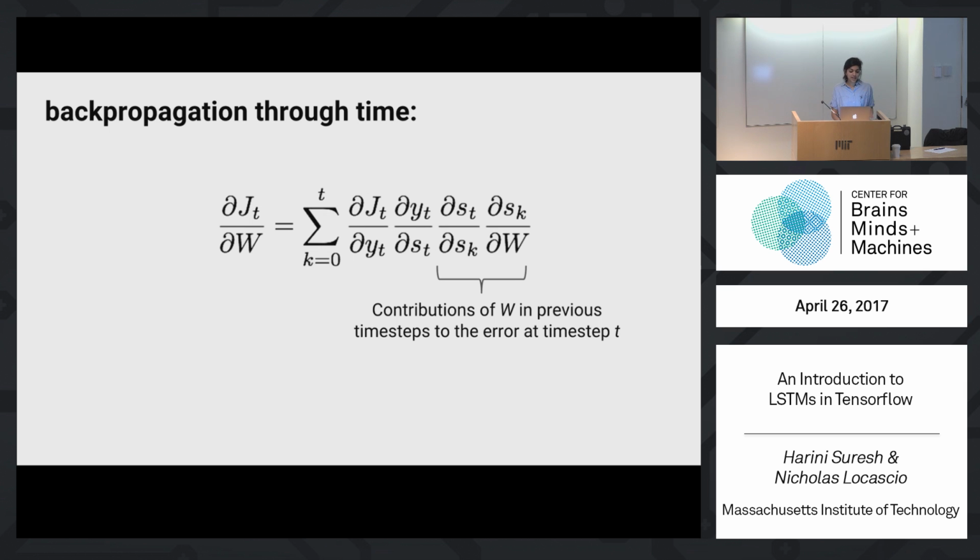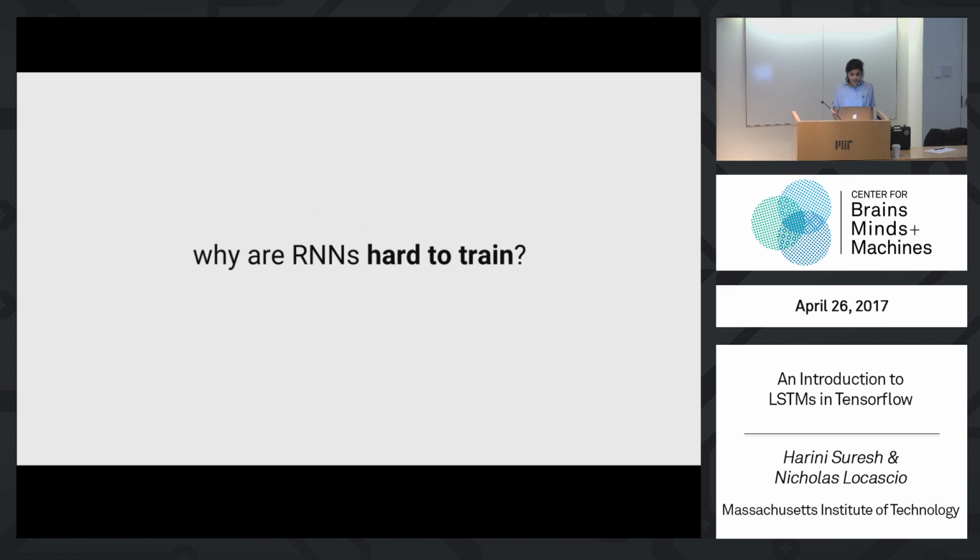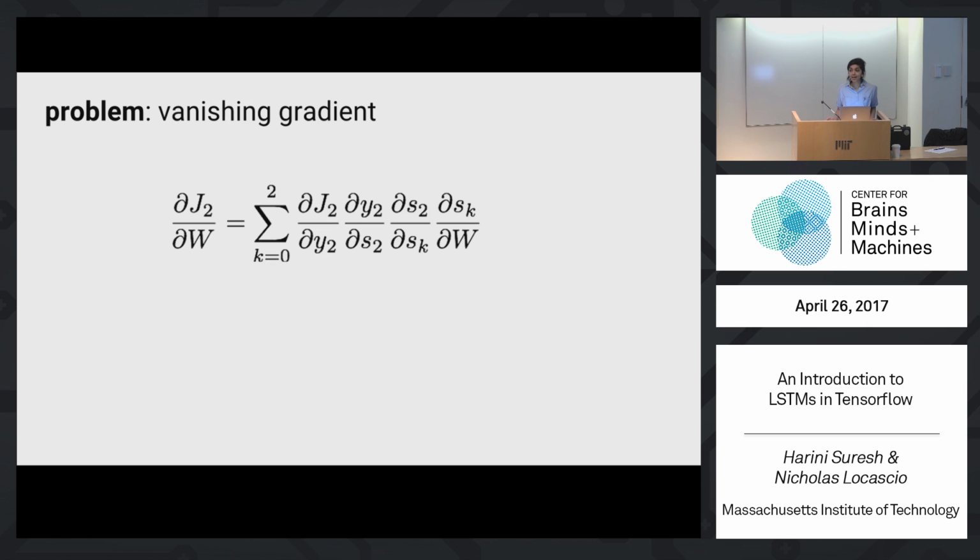And this is just generalized to any arbitrary time step. Okay, so you might guess, since this was kind of complicated, that RNNs might be hard to train, and they are. And just to go into a little more detail, RNNs are hard to train specifically because of a problem called the vanishing gradient problem. And this comes about from that chain rule product that we were doing.